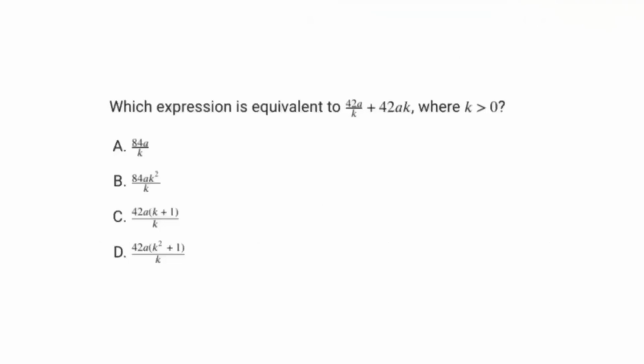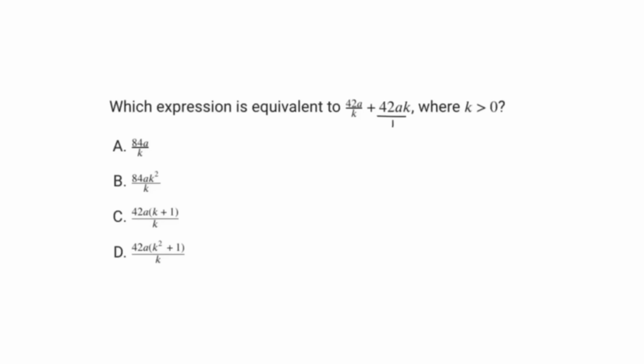Which expression is equivalent to 42a over k plus 42ak, where k is a value greater than 0, and we get all these answer choices. So what we're going to do here is try and simplify this into its simplest form. Actually, let me backtrack. So you get 42a over k, right? And we get 42ak over 1, let's say.